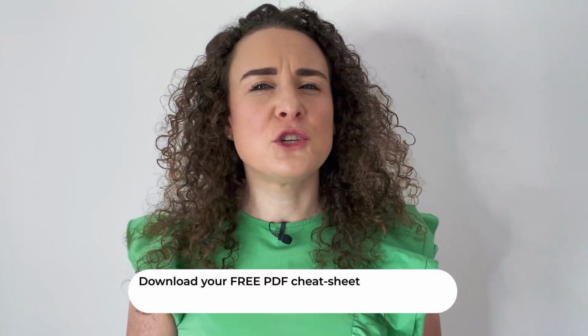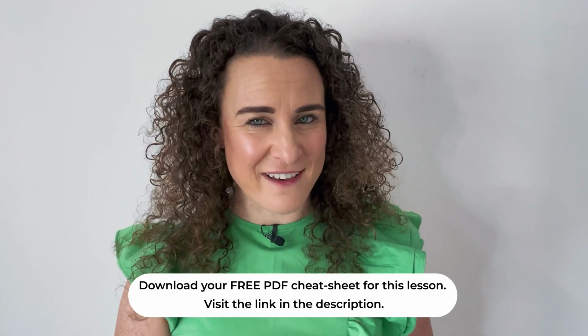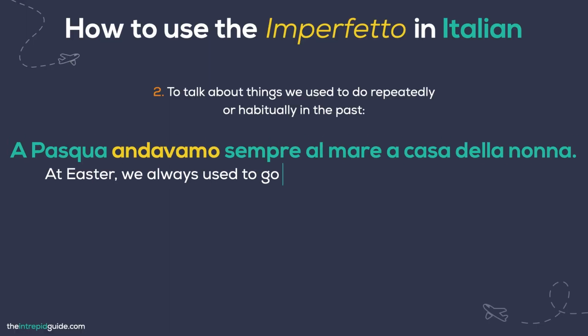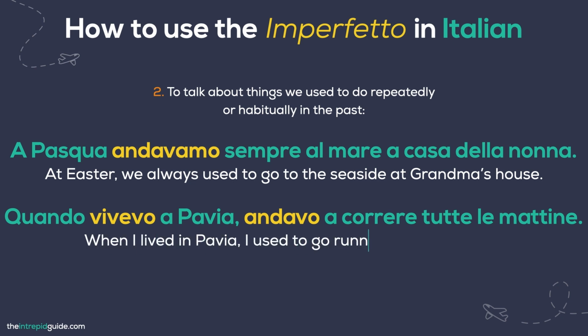We also use it to talk about things we used to do repeatedly or habitually in the past. For instance, A Pasqua andavamo sempre al mare a casa della nonna. At Easter, we always used to go to the seaside at Grandma's house. Quando vivevo a Pavia, andavo a correre tutte le mattine. When I lived in Pavia, I used to go running every morning.